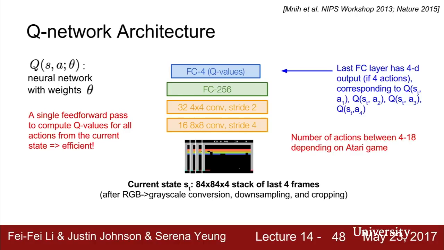And one nice thing here is that using this network structure, a single feed-forward pass is able to compute the Q values for all actions from the current state. And so this is really efficient. Basically, we take our current state in, and because we have the Q value for each action as our output layer, we're able to do one pass and get all of these values out.